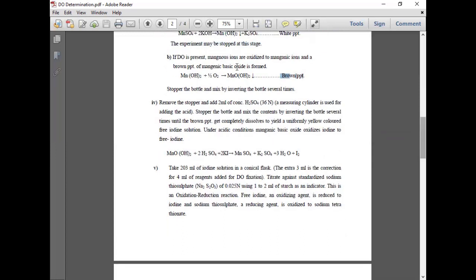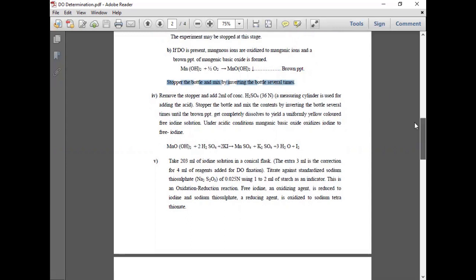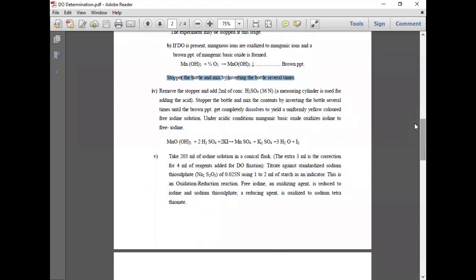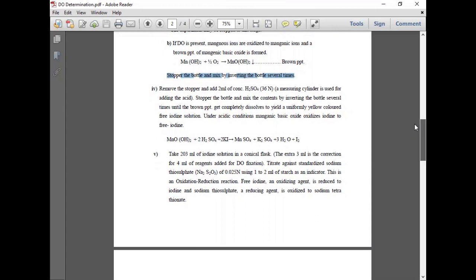So if there is a brown PPT formation, we'll stopper the bottle and mix by inverting the bottle several times, right? So we'll be shaking the bottle, turning it upside down, and mixing the contents properly. After that, we are going to remove the stopper and add 2 ml of concentrated H2SO4, that is sulfuric acid, which has a normality of 36 normal.